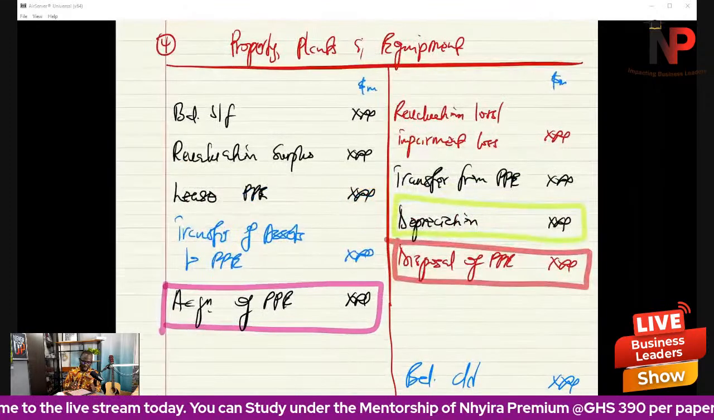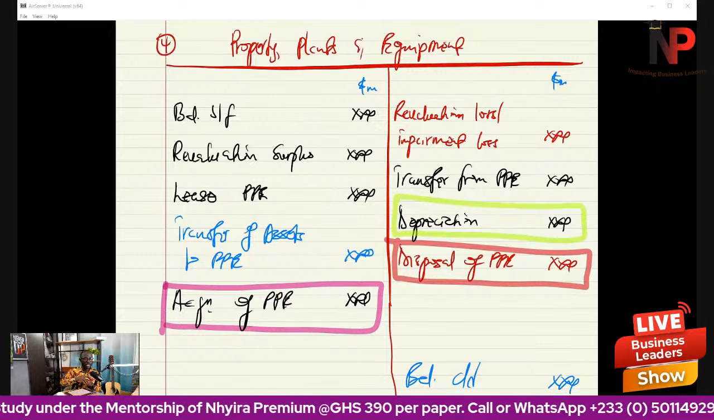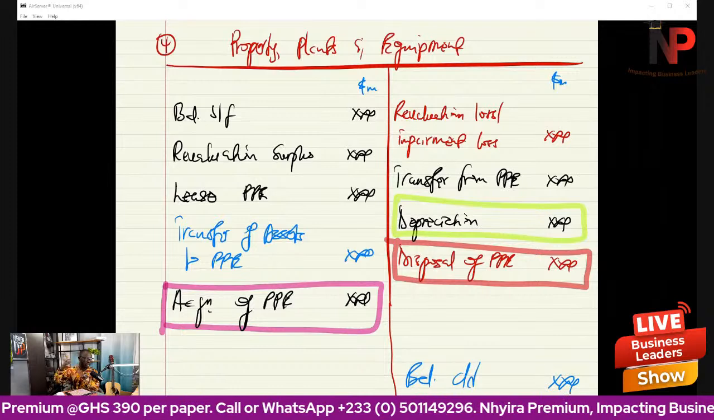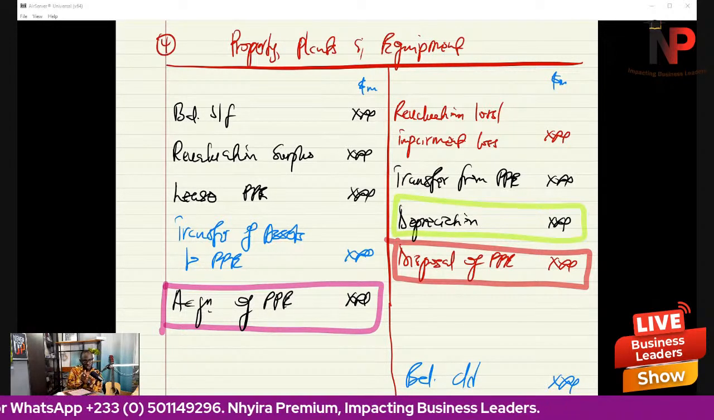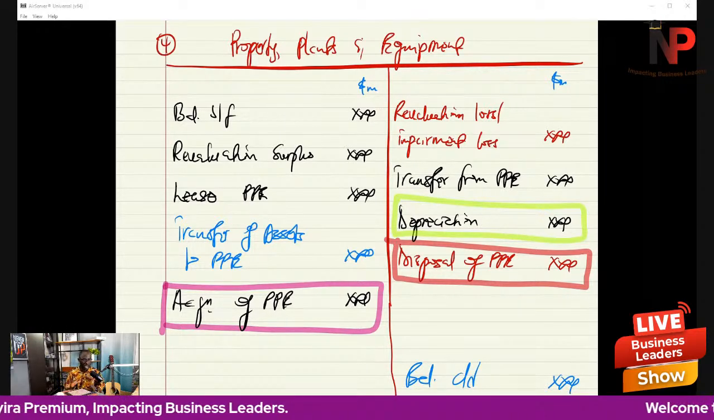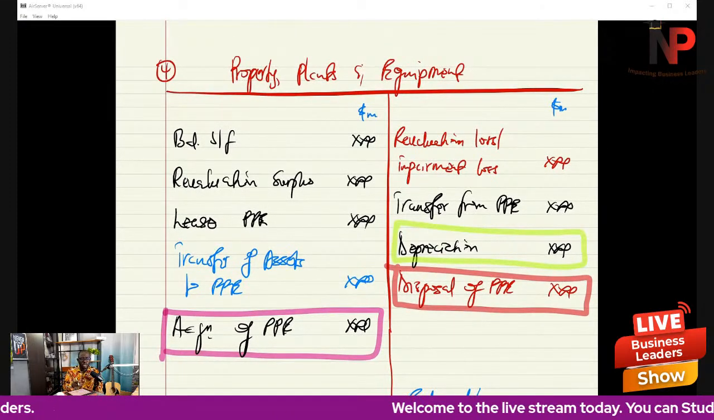Or the examiner can say during the year depreciation was this, the entity did not dispose of any assets. Then in that case, when you balance the account, the credit side will be more than the debit side. So the balancing figure, which will be on the debit side, will be acquisition of PPEs. I hope that makes sense. So that is how the PPE account is going to be prepared.